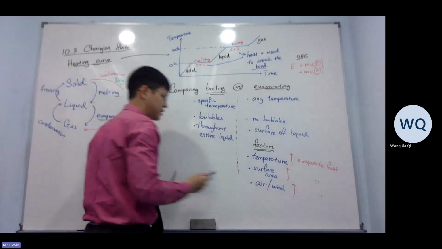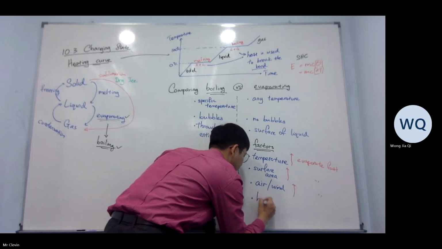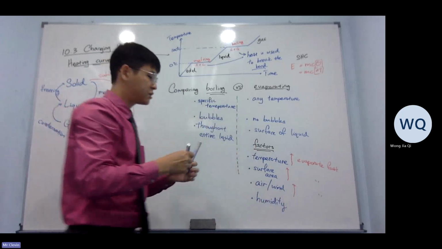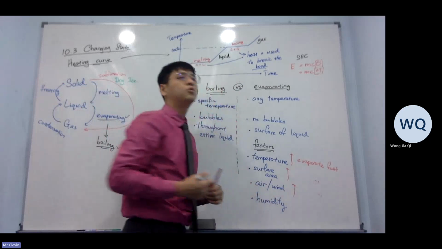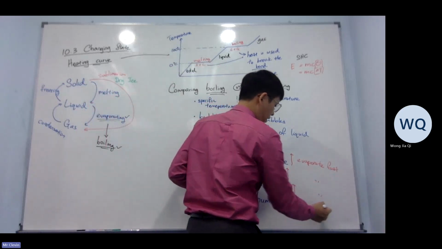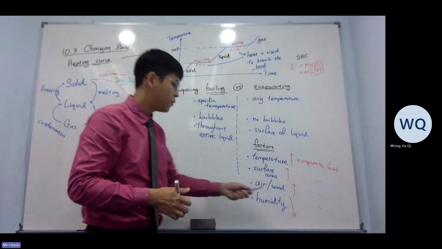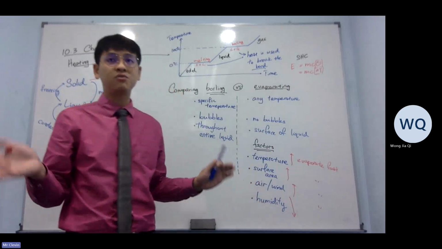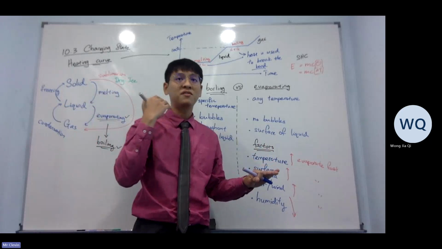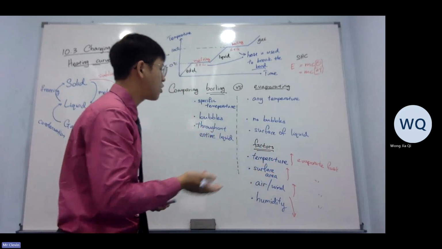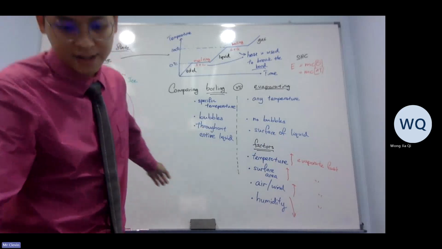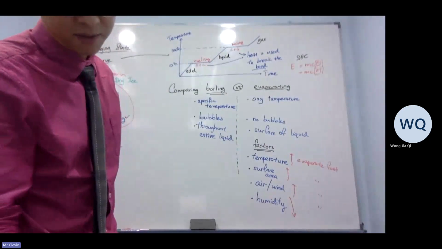Then the last part, we call that humidity. You guys know what humidity is, right? Okay, so when the humidity decreases, it will evaporate faster. Because when the humidity decreases, it means that it's dry. So whenever it's dry, it will evaporate faster. So those are the four factors that affect evaporation. And that is the end of chapter 10.